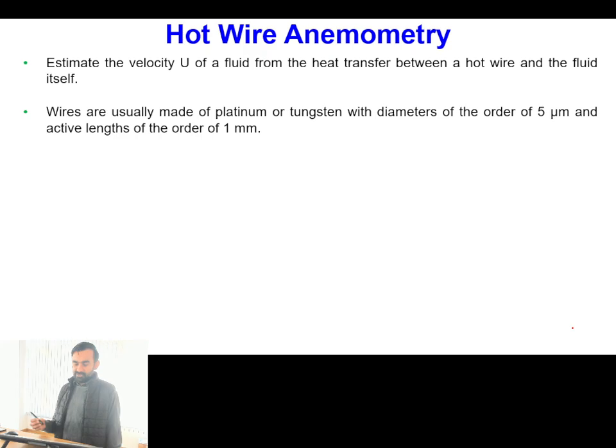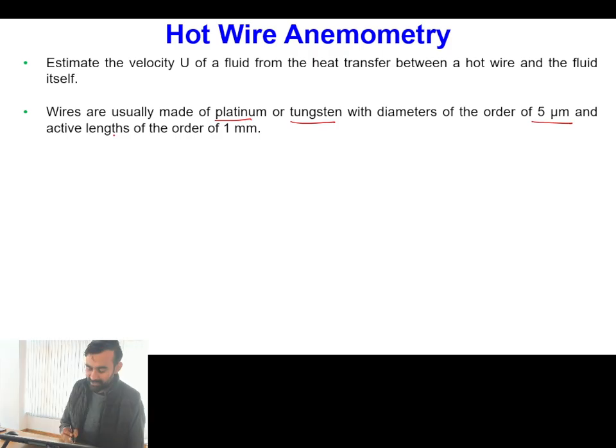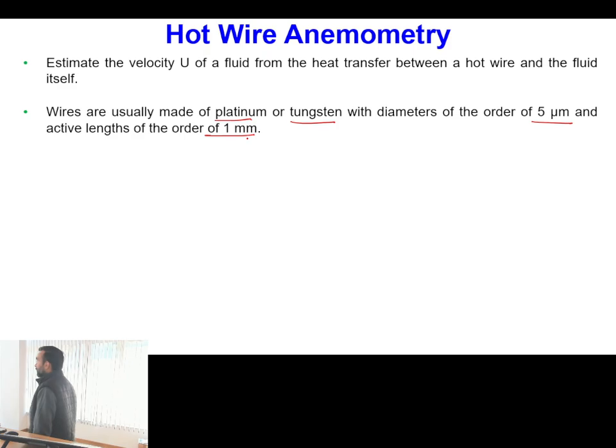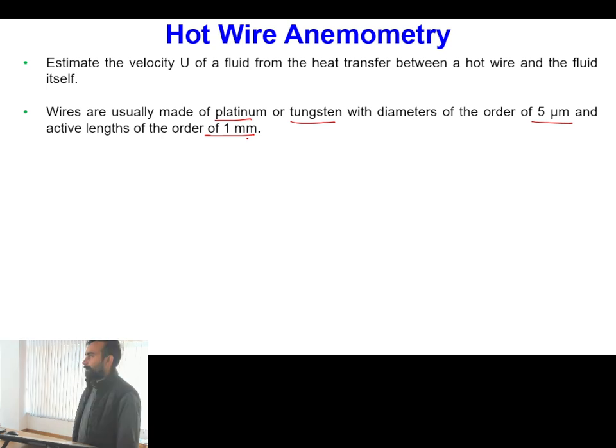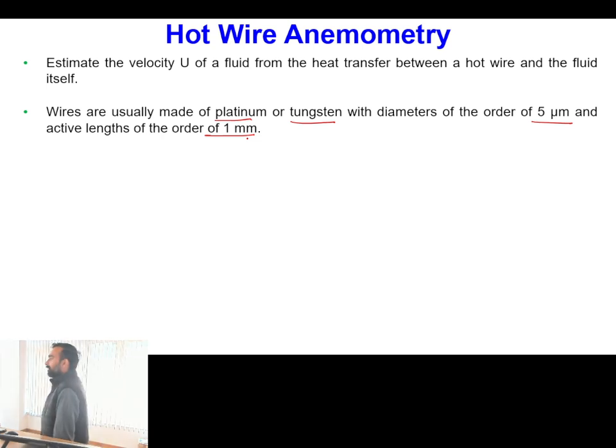Typically, the wires which are used in this method are made of either platinum or tungsten, and have diameters of 5 micrometers and active length of the order of 1 millimeter. Now, can you tell me why the diameter and length of this wire is kept so small? One reason is flow disturbance. Any other reason? One will be related to disturbance of the flow, other will be heat transfer. Yes, so the other will be associated with the thermal inertia.